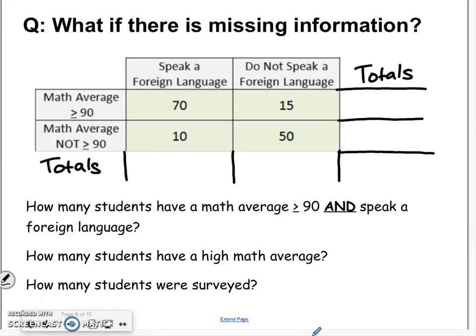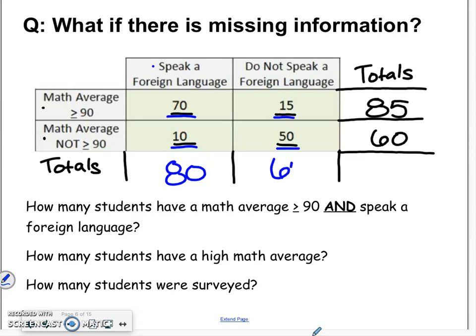If I first want to look at the math average being greater than or equal to 90, I add up 70 plus 15, that'll give us 85. And if I want to look at math average not greater than or equal to 90, I take my 10 plus 50, and I'll get 60. Now when we add up the columns, if we want to see how many speak a foreign language, we add up the 70 and the 10, and we get 80. And how many do not speak a foreign language, we add up 15 and 50, and we get 65.